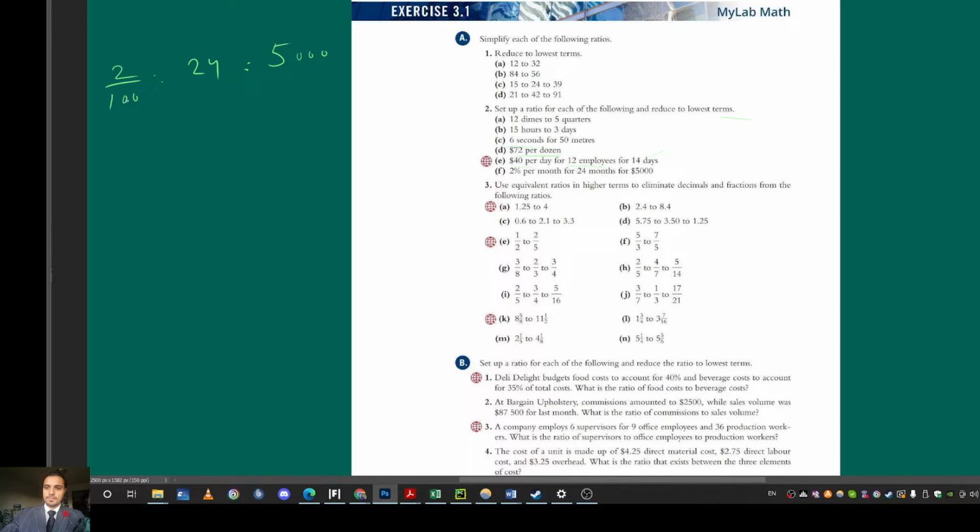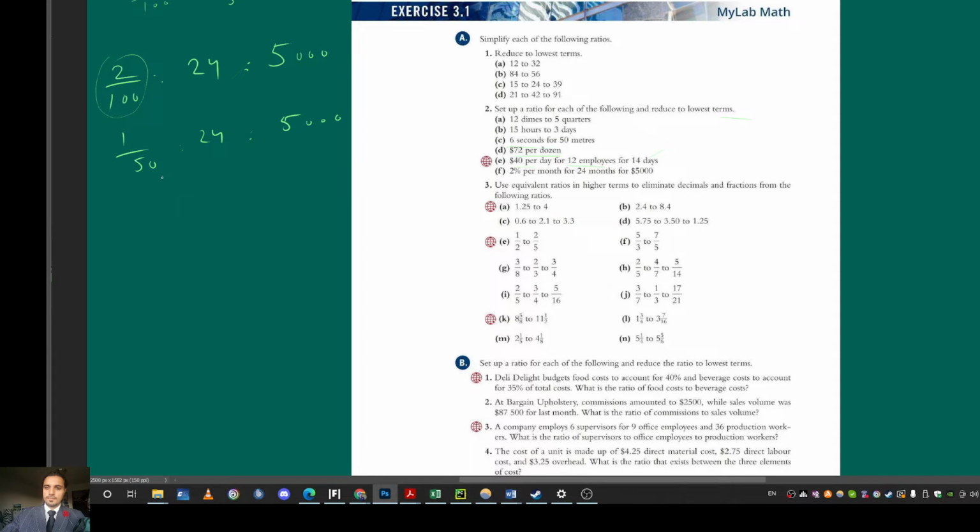is you can write these in a form such that you can take the fraction out. So 2 over 100 can be written as 1 over 50, right? And then it's going to be written as 1 over 50 ratio 24 ratio 5,000.